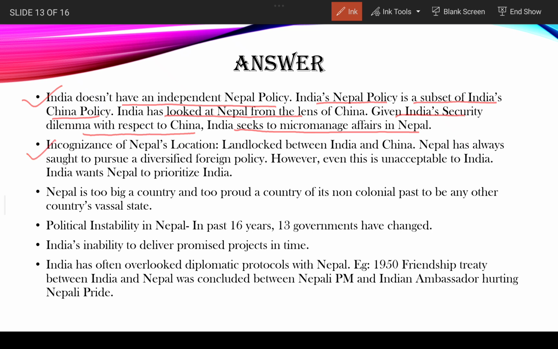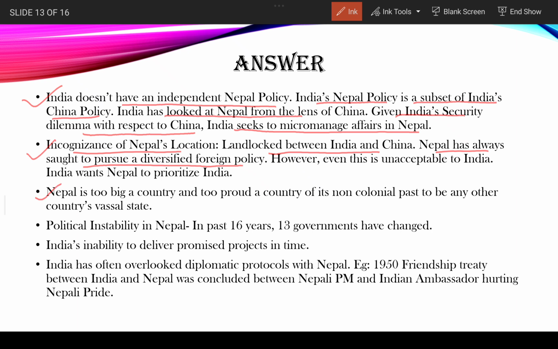Then, in cognizance of Nepal's location, landlocked between India and China, Nepal has always sought to pursue a diversified, independent foreign policy with respect to both the countries. But India is not happy with it. India actually wants that Nepal should prioritize India in its foreign relationships.